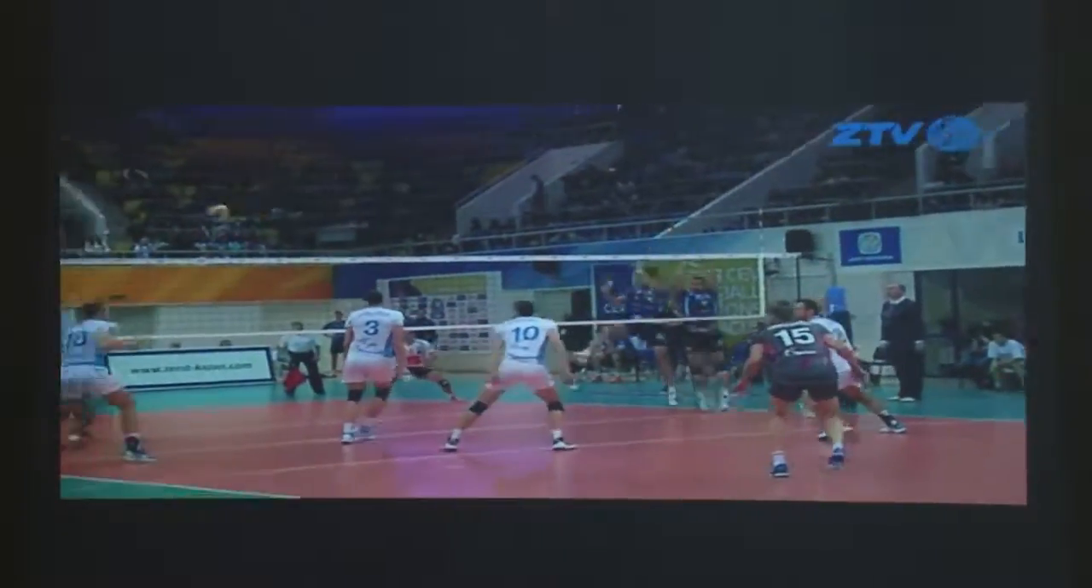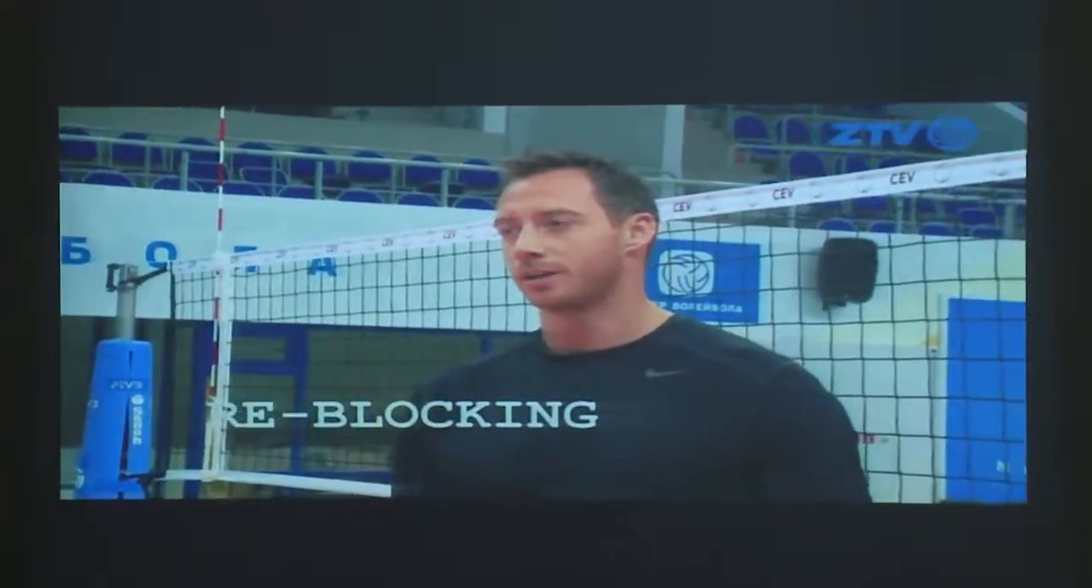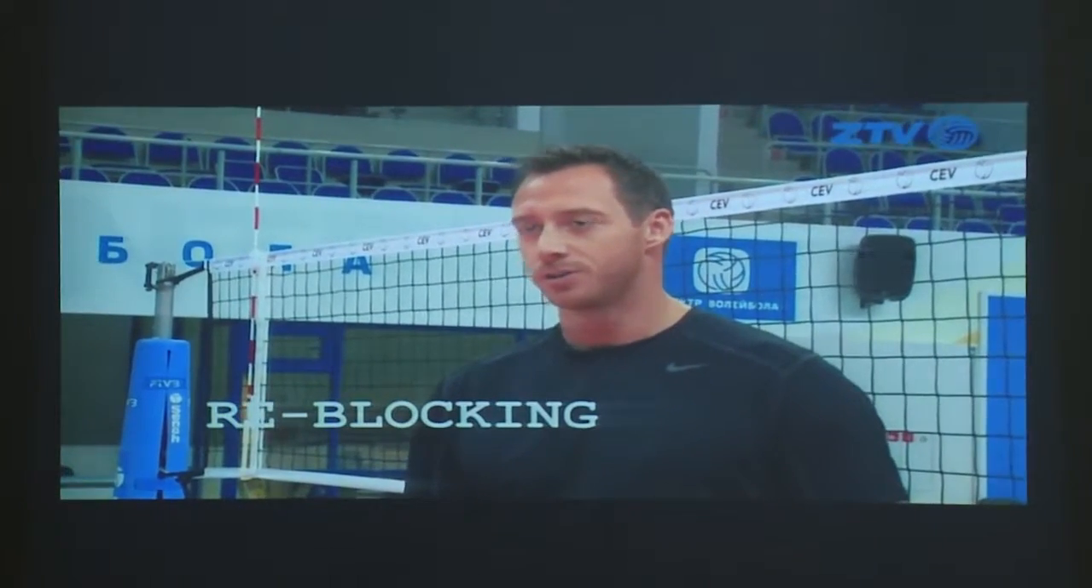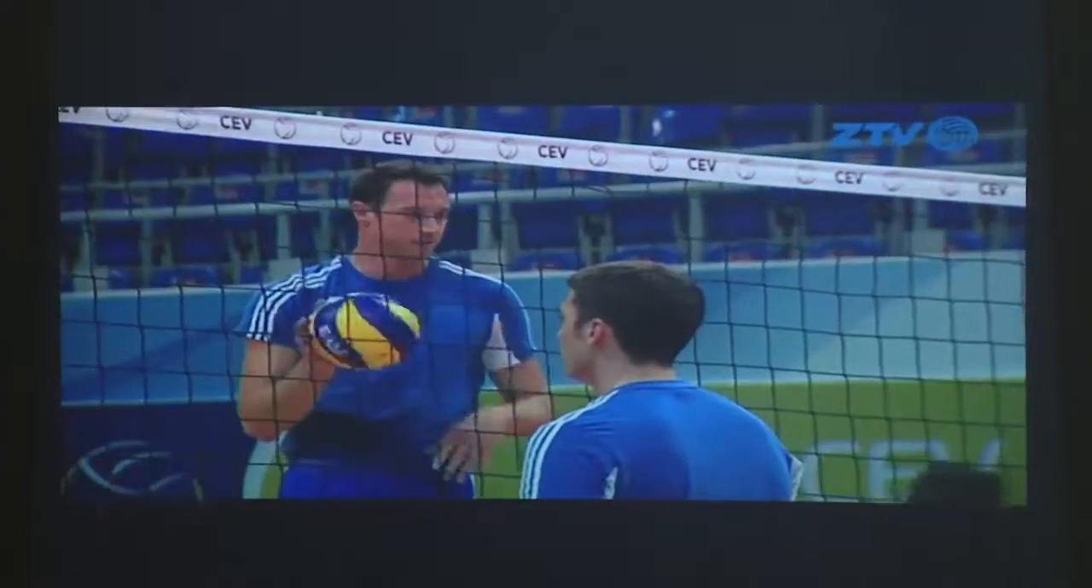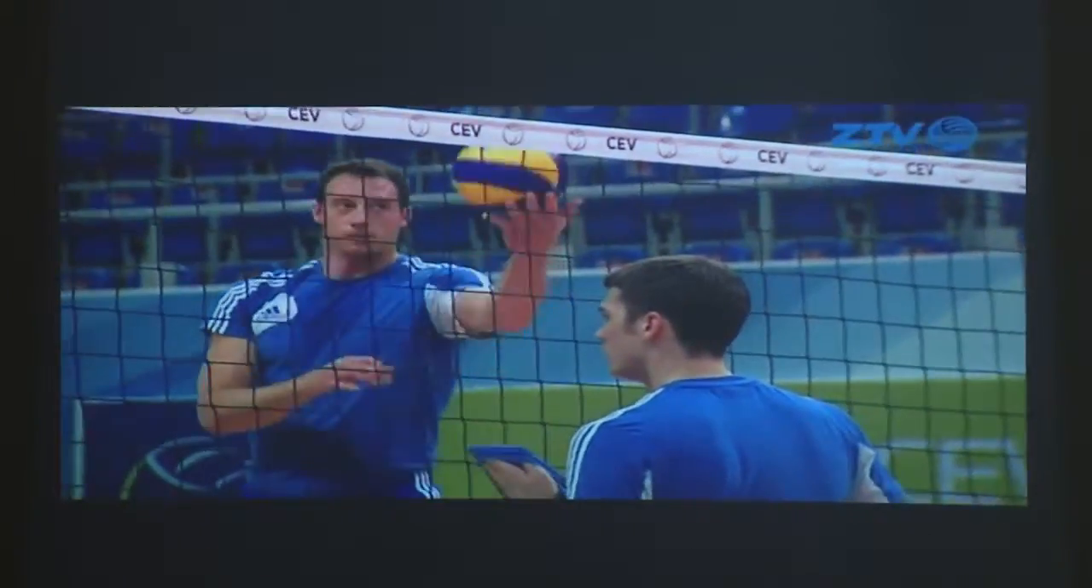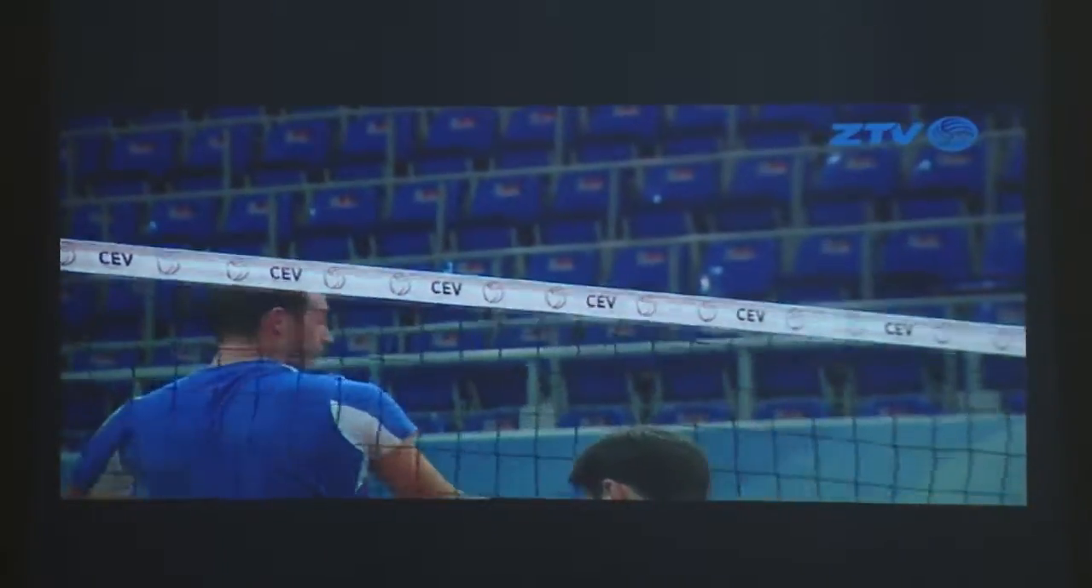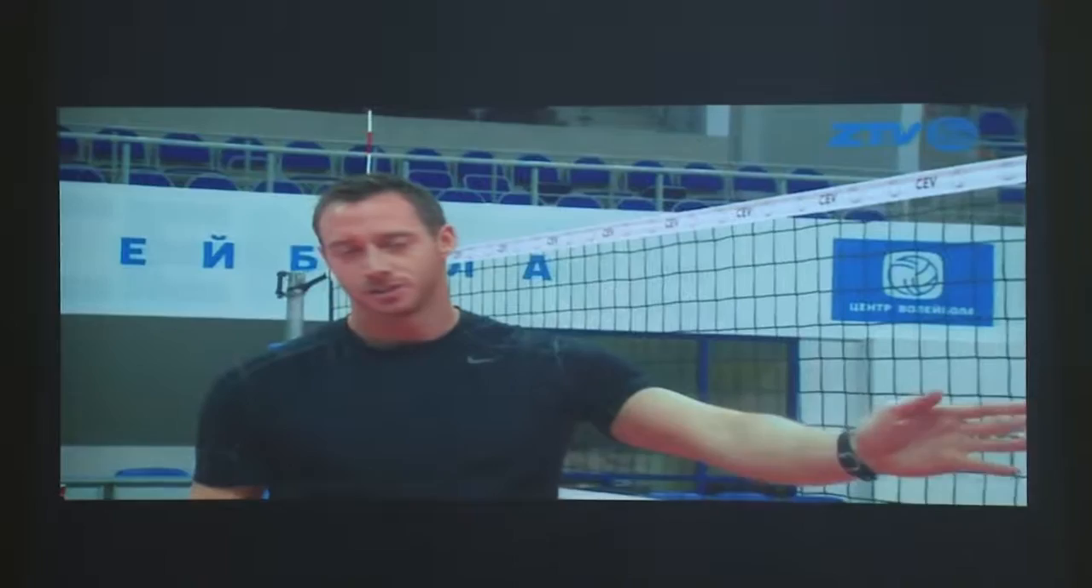A lot of blocking comes down to what's called read blocking, where it's set up by you reading the setter and being able to time. Say the setter is going to step to position 4, I have to make the read and go that direction. After that's done, the rest of it is pretty simple.